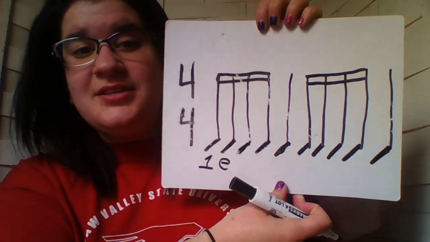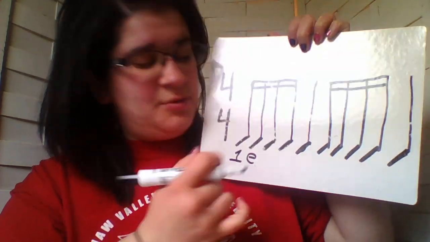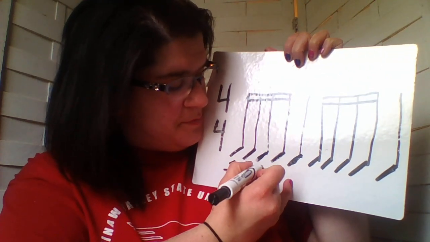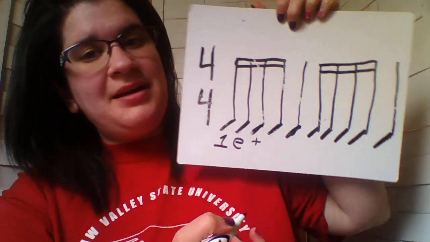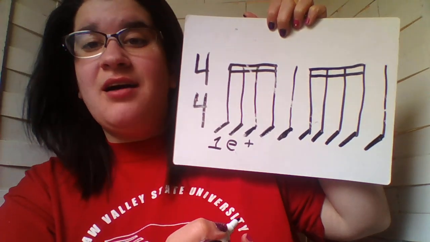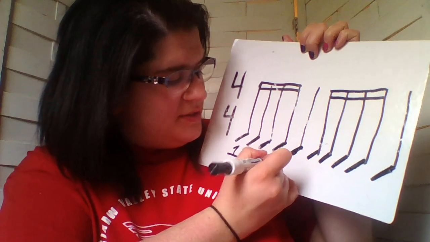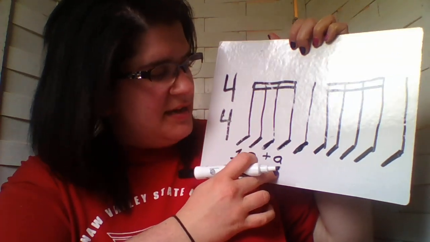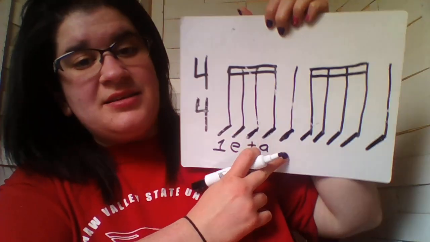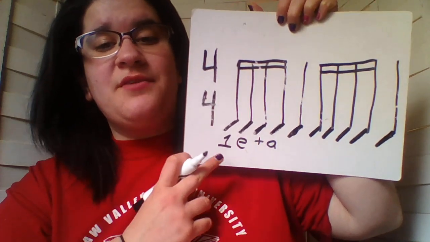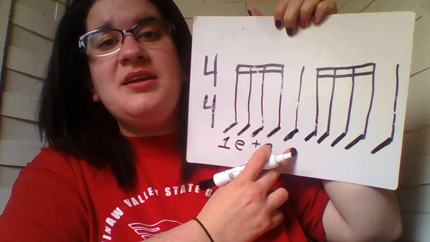My third 16th note is going to get an "and." So I'm going to put a plus there. And then my last 16th note is going to get an "a," which we actually use a lowercase a for. So I have 1 E and a. Now my next quarter note is going to get another beat. It's going to go to the next beat. So I've got beat 1. So next is going to go beat 2.